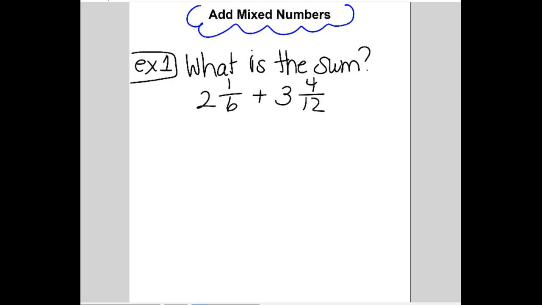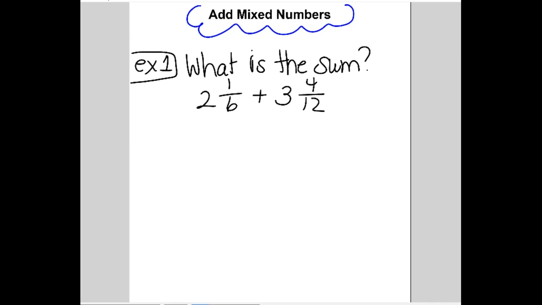All right, super friends, we are going to be adding mixed numbers. There's going to be a lot of the same steps being repeated. There's a couple of questions where we have to find a missing digit, so a missing part of the equation, whether it's the numerator or the denominator, but we have to find that. So I'm going to teach you how to do all of these things. Let's start with our first example, which says, what is the sum of 2 1/6 plus 3 4/12?